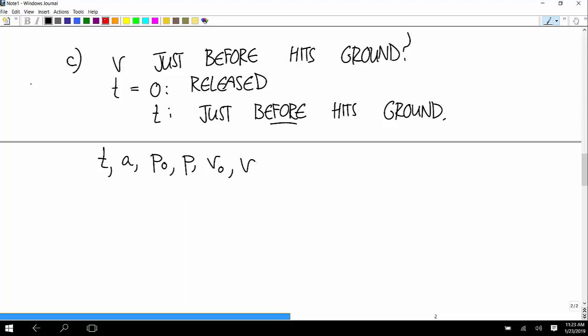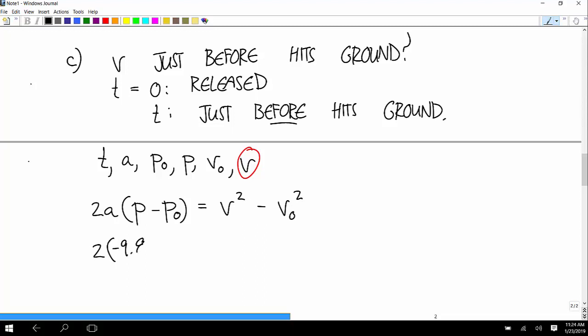Okay, so what's the variable we're looking for? Velocity, that's right. And I think we're going to have to use the same equation again because we haven't ever been given anything about the time. So we're going to use 2a times the quantity p minus p0 is equal to v squared minus v0 squared. So 2 times negative 9.81.